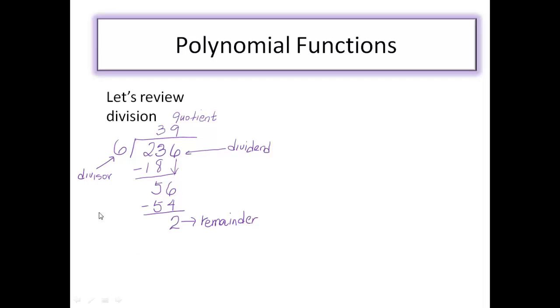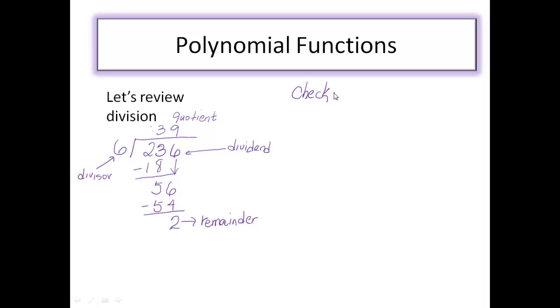And also in elementary school, when you started dividing, you would always be asked to check. And the way we check this is we take our quotient and we multiply it by our divisor. And then we add the remainder. We should get the dividend. So when we checked, if that end result was equal to 236, then our division was correctly done. So let's check.